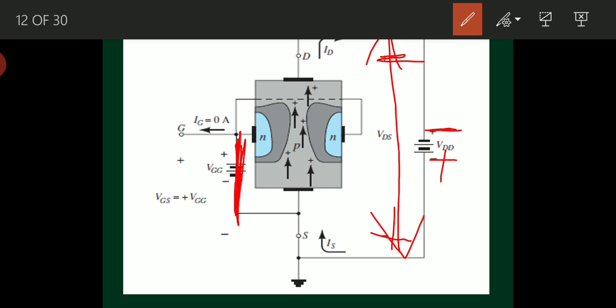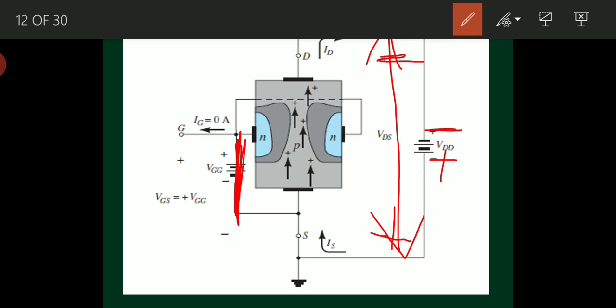Okay, so the positive terminal of VDD is connected to the source, and the negative terminal of VDD is connected to the drain terminal of the JFET. Then what will happen? The source terminal gets more forward biased and the drain terminal gets reverse biased.